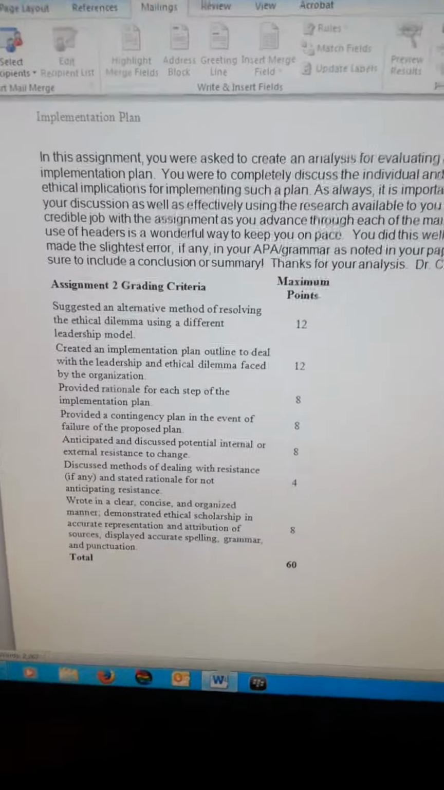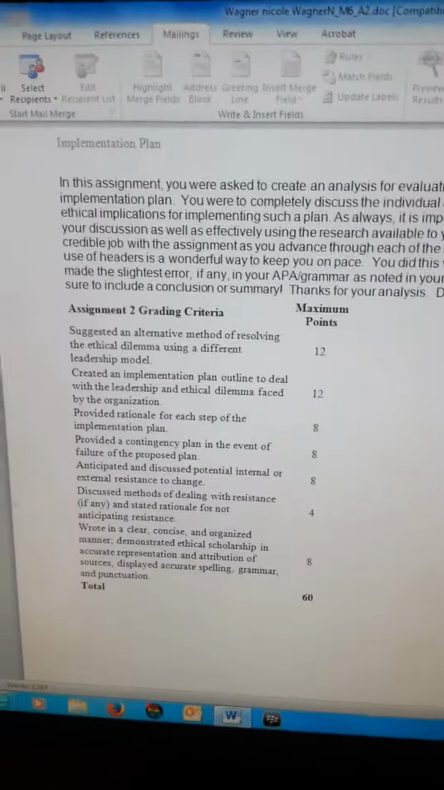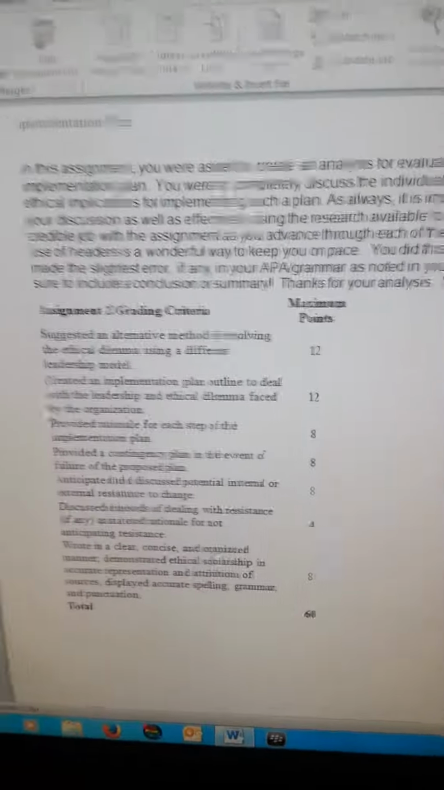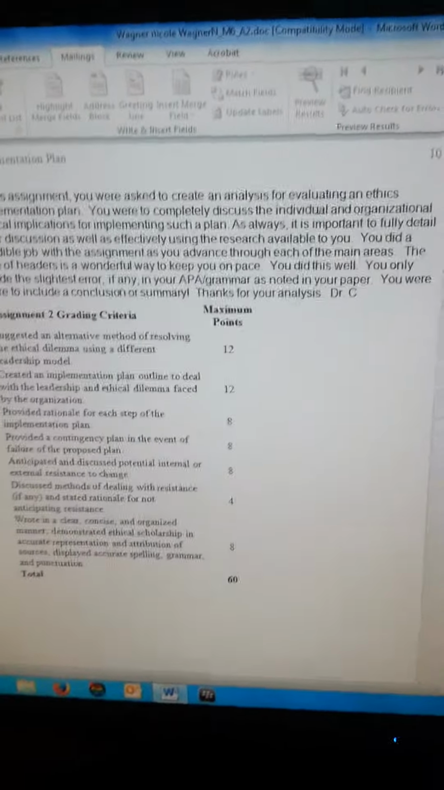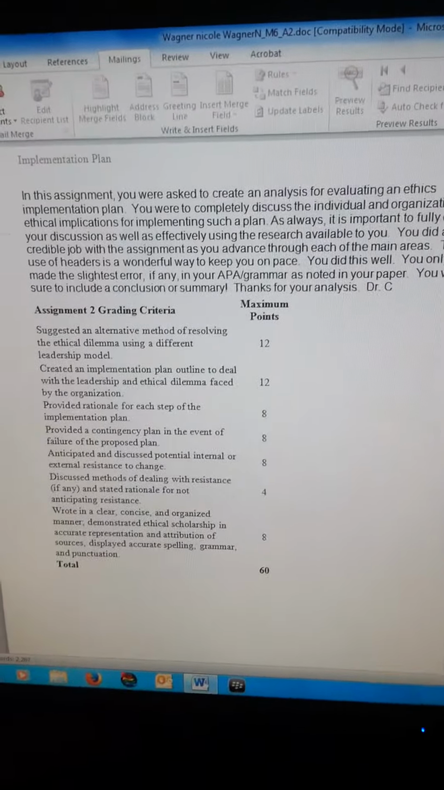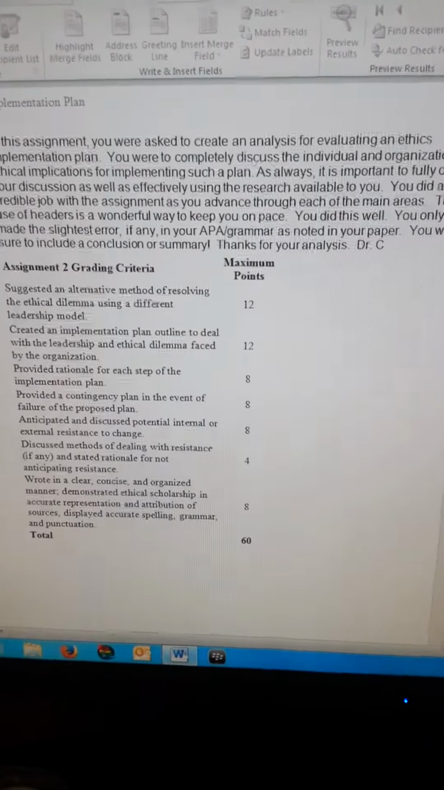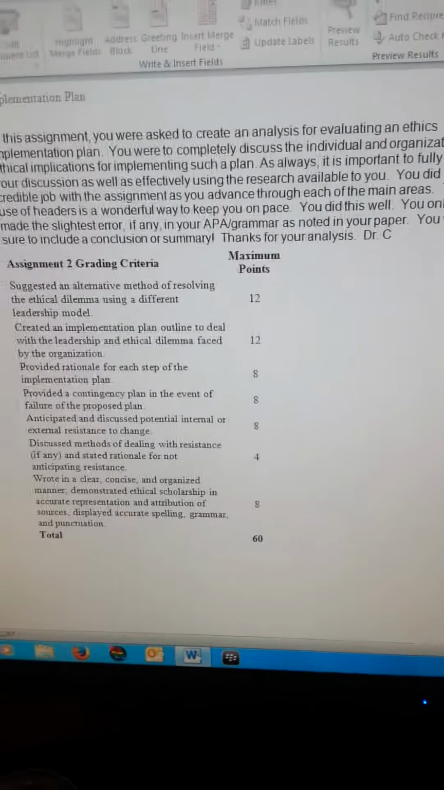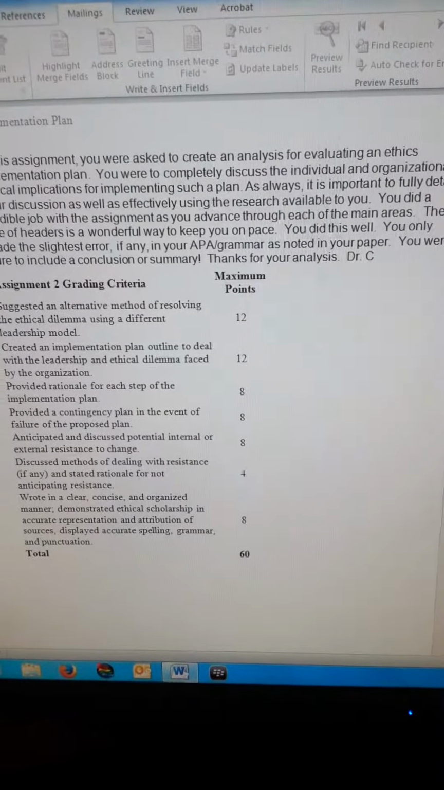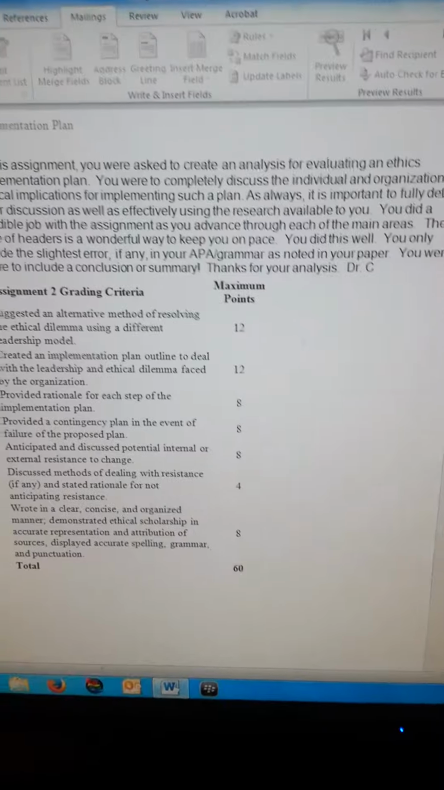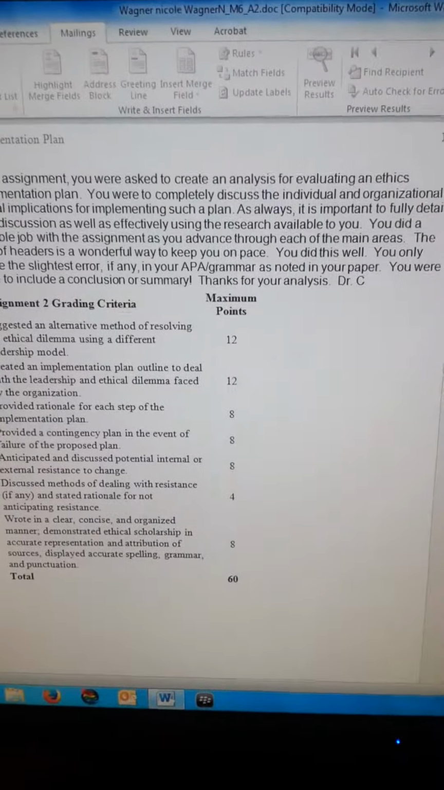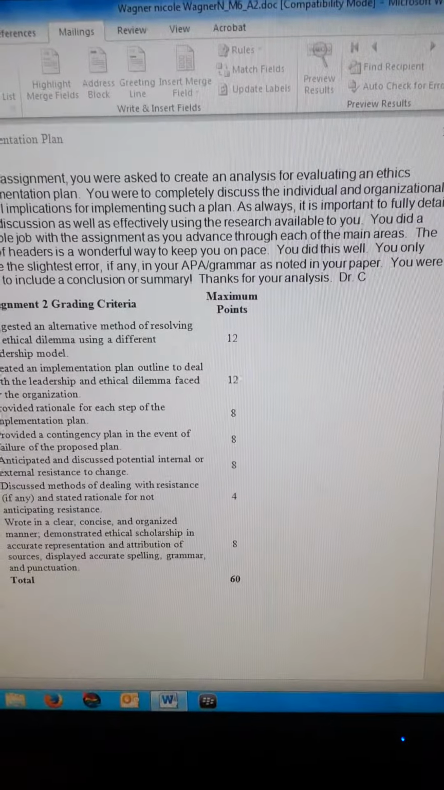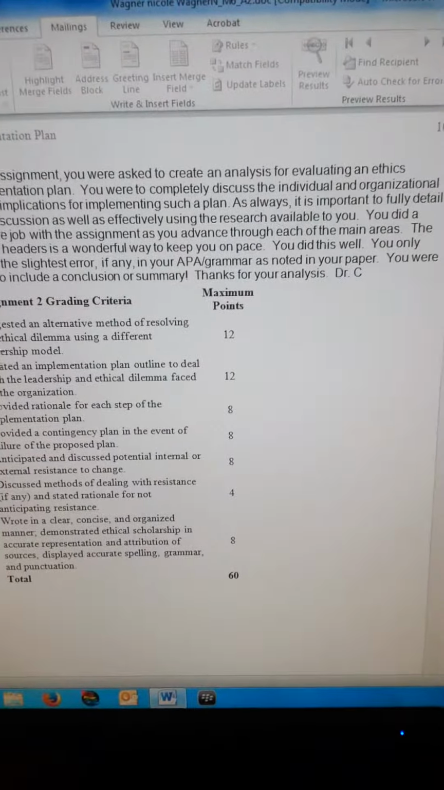And hopefully every student takes it as very positive, constructive feedback, which I always do. But I was really excited to read this and wanted to share with you all, and especially some of my professors who are my Facebook friends, LinkedIn friends. Hopefully you can see it. What I was most proud about was where he wrote, you did an incredible job with the assignment as you advanced through each of the main areas. The use of headers is a wonderful way to keep you on pace. You did this well. You only made the slightest error.